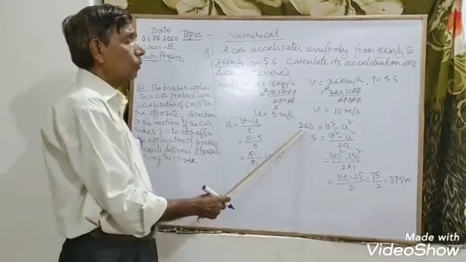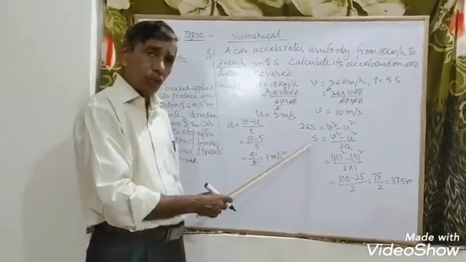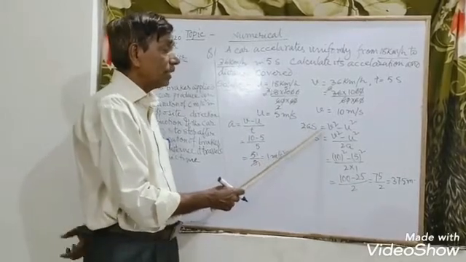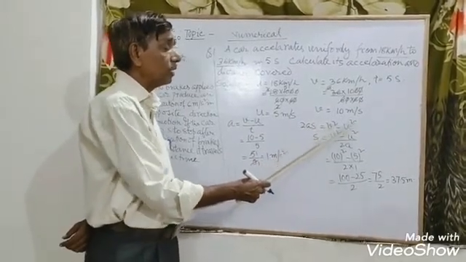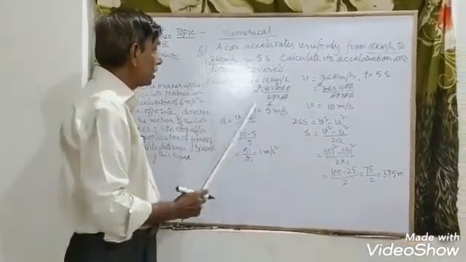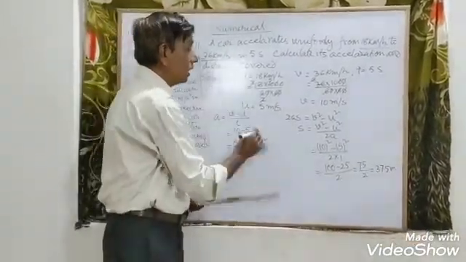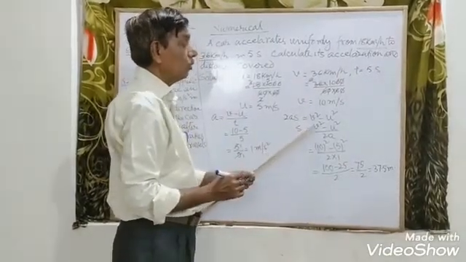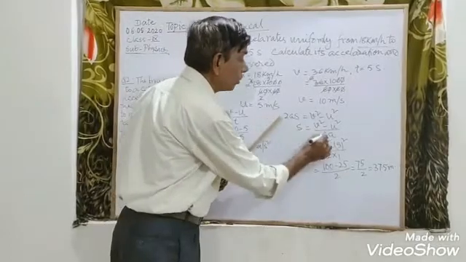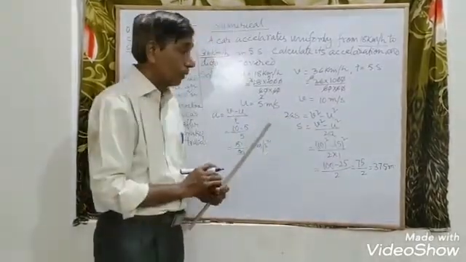And next, we have to find out the distance covered by the car. This formula is known to you. This is one of the equations of motion: twice a s is equal to v square minus u square. But we have to find out the distance. So distance, that is s, is equal to v square minus u square divided by 2a.